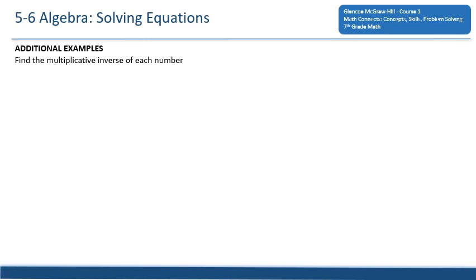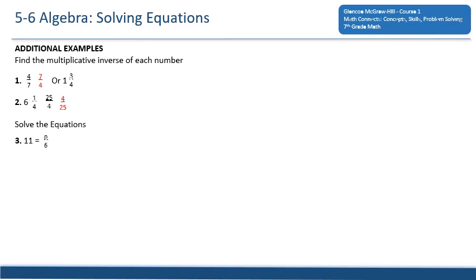Additional examples. Find the multiplicative inverse of each number. So 4/7 is 7/4, or 1 3/4 if we turn it into a mixed number. 6 1/4, we need to turn that into an improper fraction first. So 6 times 4 is 24, plus 1 is 25. So now we have 25/4. The multiplicative inverse is 4/25.